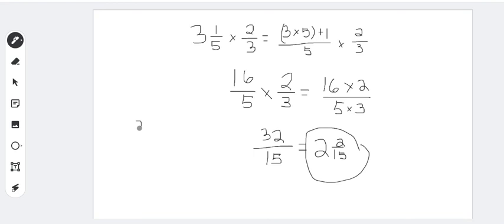And again, I can do my standard algorithm to make sure that that makes sense. 15 goes in there 2 times, 2 times 15, oops, is 30. Excuse my mistake right there. And then that would be 2, so that'll be my 2/15. And I cannot reduce that any further. So that's my answer.